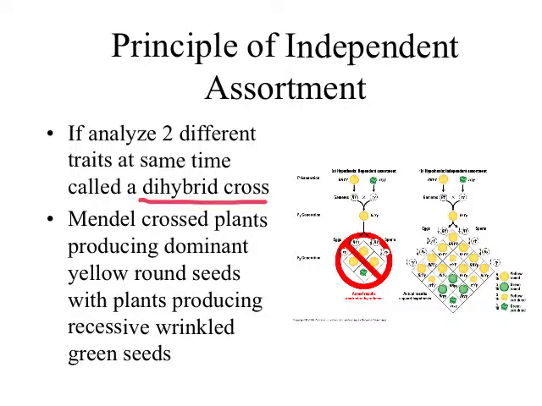So when Mendel crossed plants producing dominant round and yellow, okay, so there's our 2 different traits, yellow and round seeds, okay, with plants producing a recessive wrinkled and green. So again, we've got the green and the wrinkled seeds. So those are the 2 different genes that we're going to take a look at. Seed color and seed shape. We can either have dominant yellow for color or recessive green for color. And again, the 2 alleles for seed shape would be dominant round and recessive wrinkled.